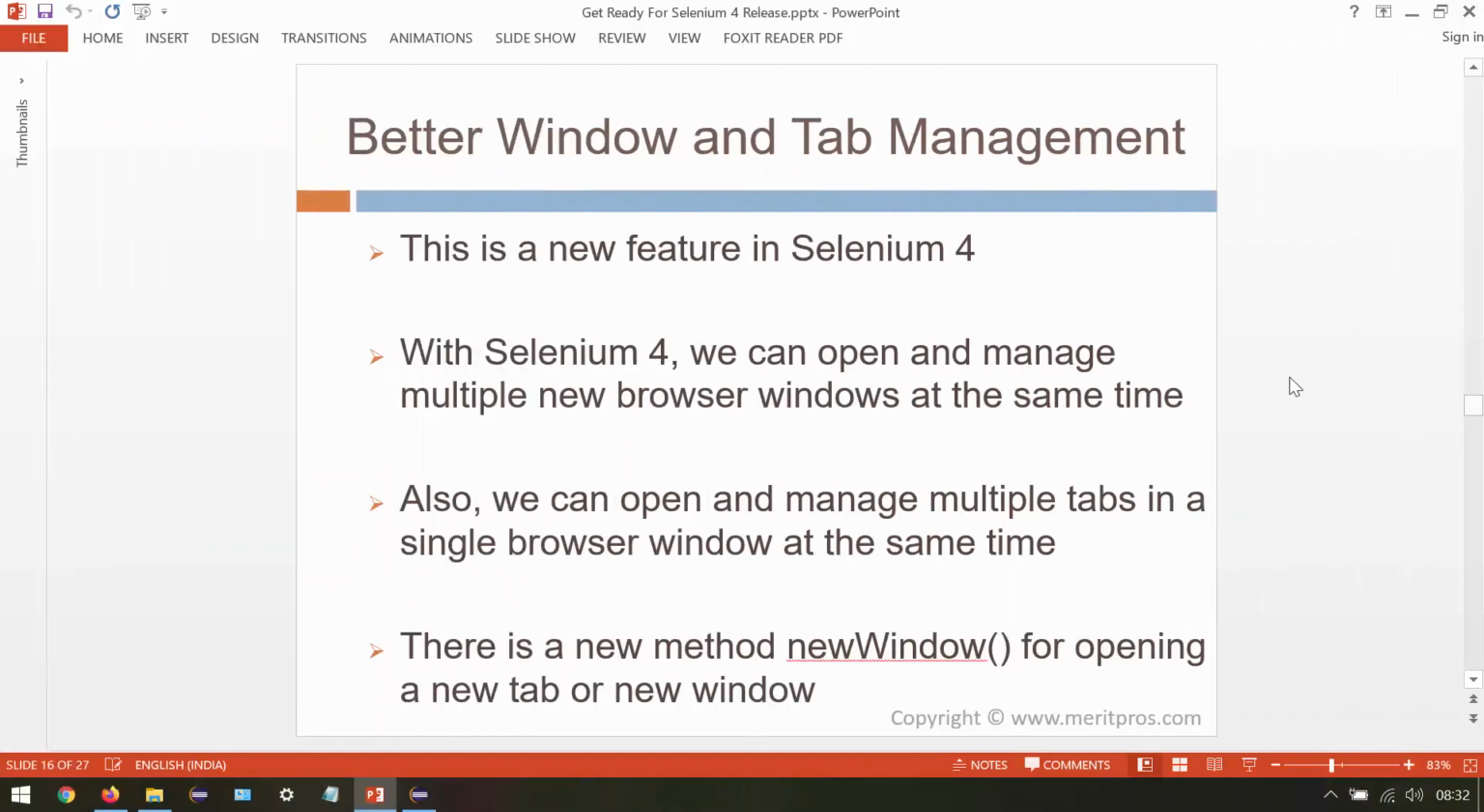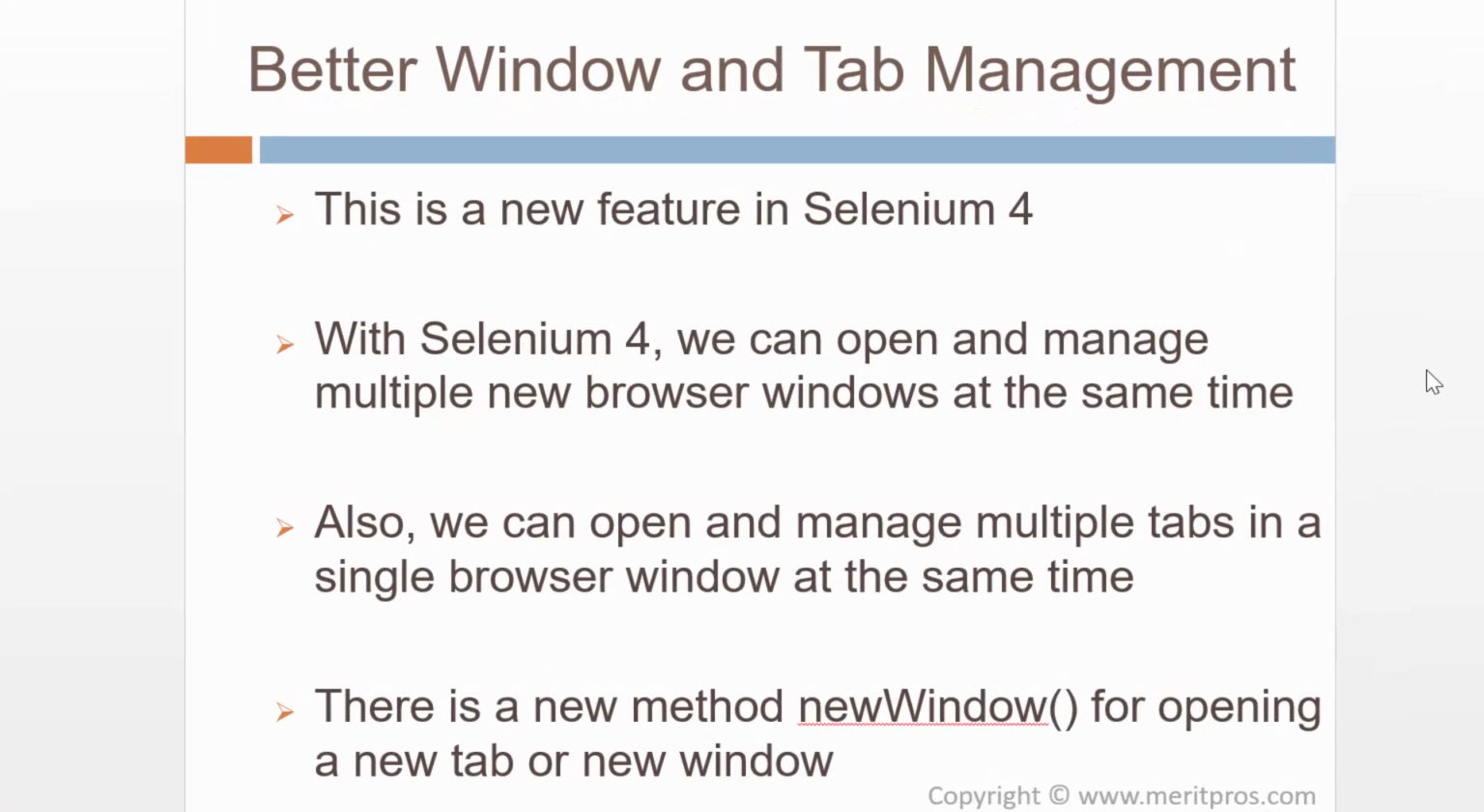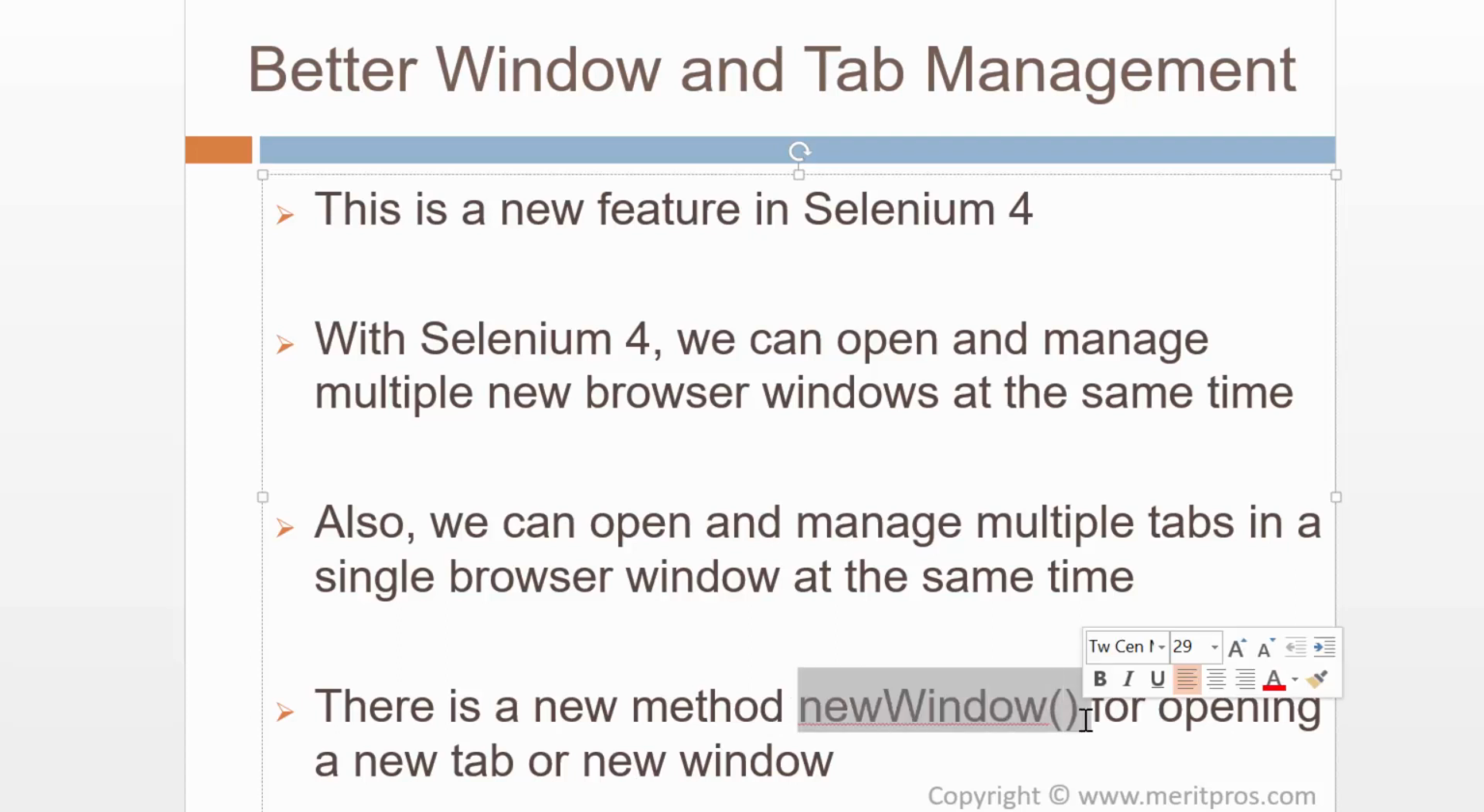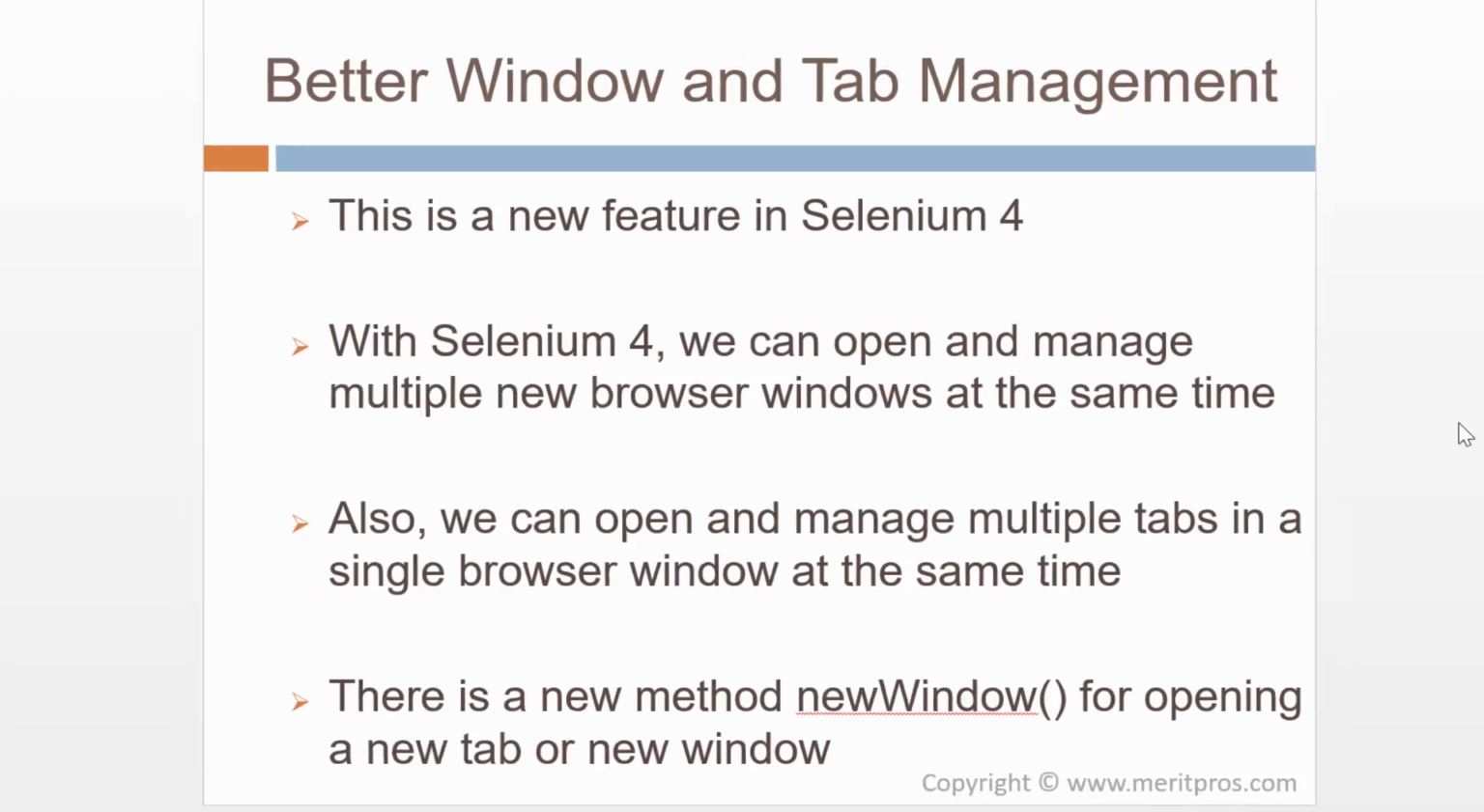Then the next new feature is better window and tab management. This is a new feature in Selenium 4. With Selenium 4, we can open and manage multiple browser windows at the same time. And also we can open and manage multiple tabs in a single browser window at the same time. What they have done is they have introduced a new method, new window, for opening a new tab or new window. So with this new method, we can either open a new tab within the same browser window or a completely new browser window. Let's look into this using a test script.